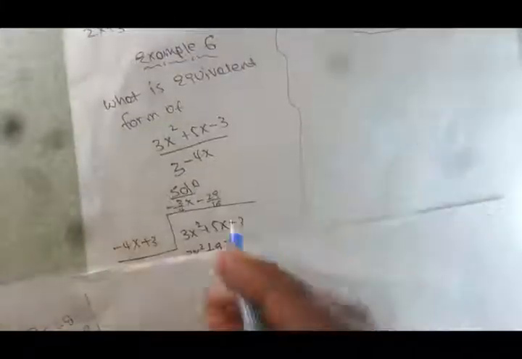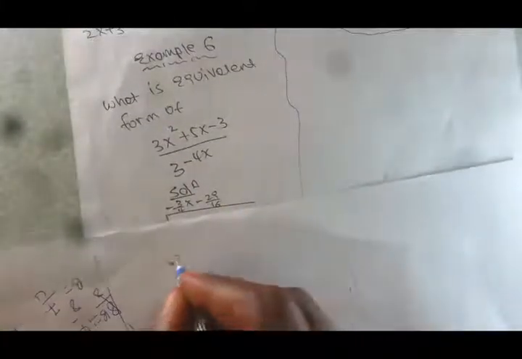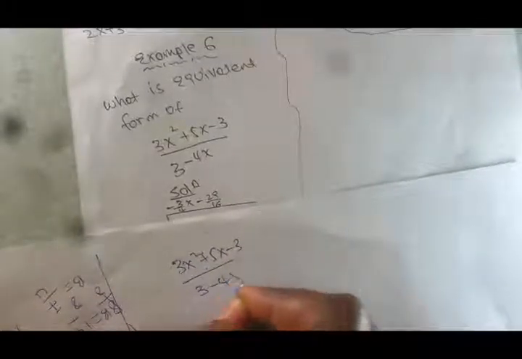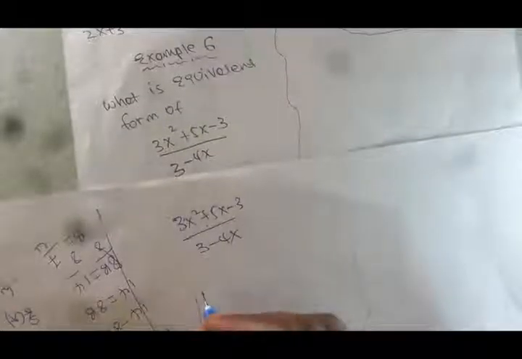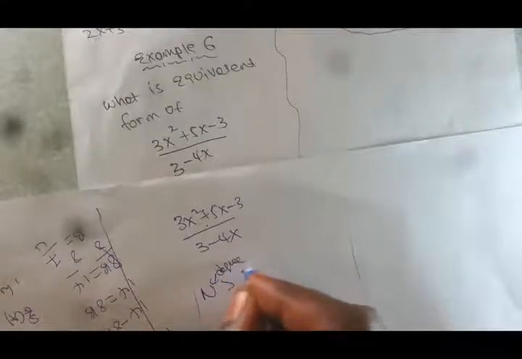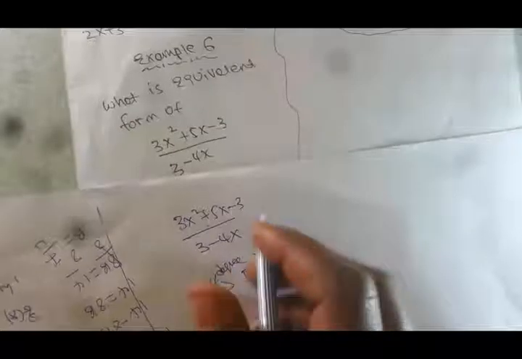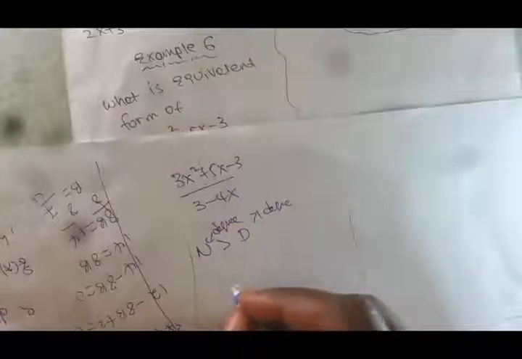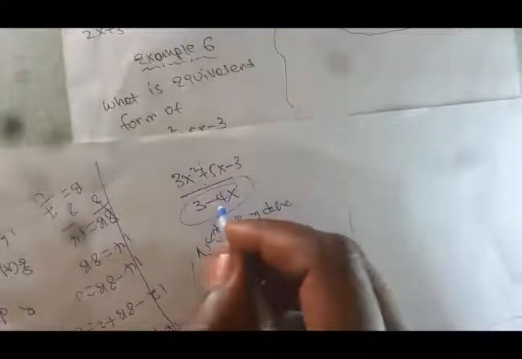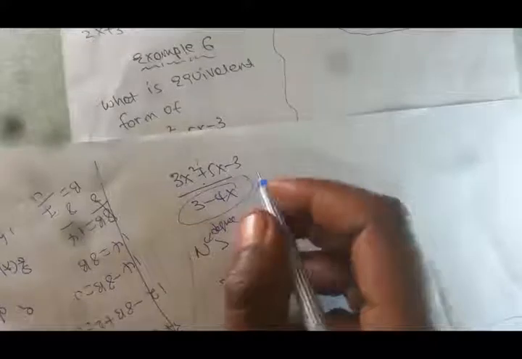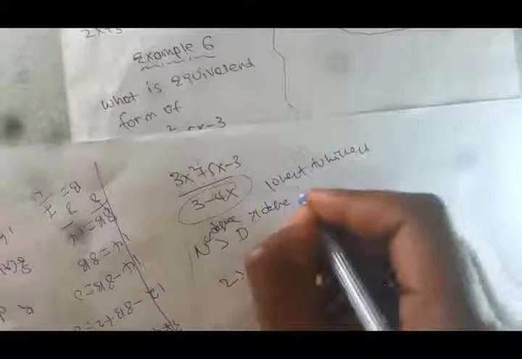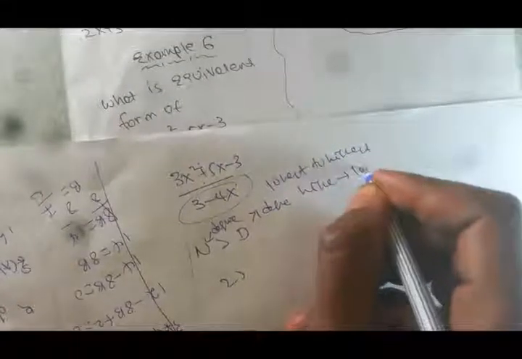And example 6 is given. What is the equivalent form of 3x squared plus 5x minus 3 divided by 3 minus 4x? Whenever we are given this, the first thing is we have to compare the numerator degree with that of the denominator degree. So our numerator highest degree is x squared, 2, which is greater than, what is the denominator highest degree? We have to first rearrange. Whenever you are given degrees from lowest to highest, we have to first rearrange from the highest to lowest. Always you have to rearrange.